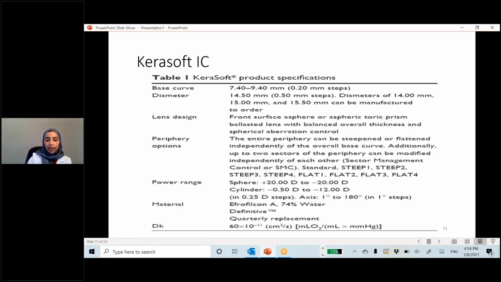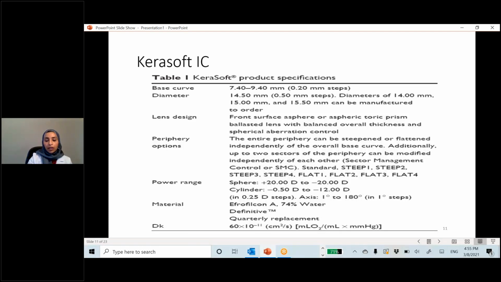Now the reason that the lens corrects the irregularity is because of the front surface optics. They use a front surface aspheric optics, and that's what creates the optical effect. It's taking the irregular astigmatism and making it more regular, and that's how you can correct it with the front toric optic available in this design. The lens is stabilized with a prism balance, and another feature is the periphery can be steepened or flattened independently of the overall base curve.